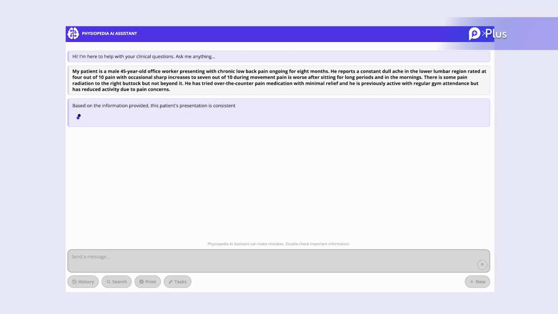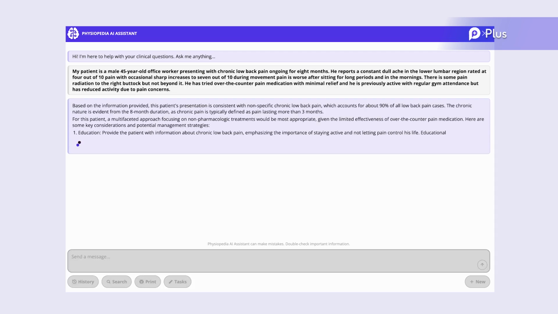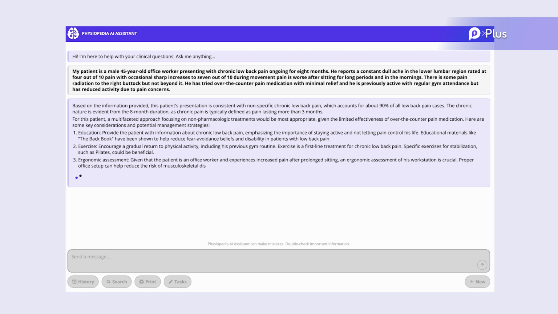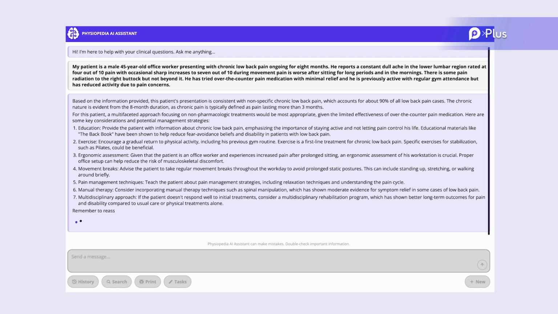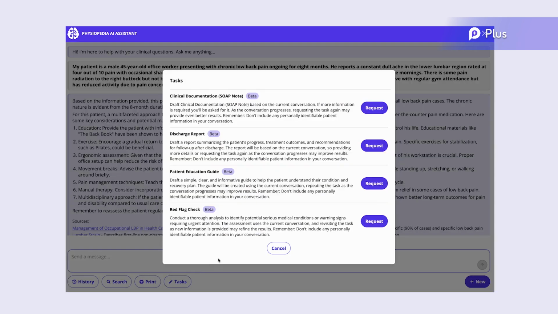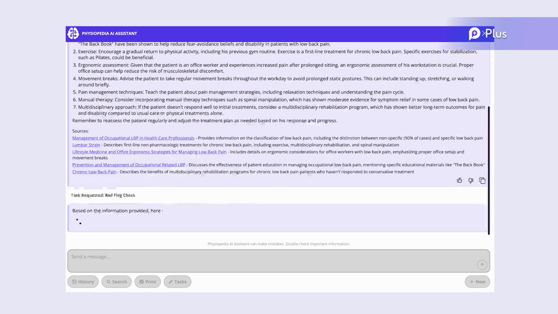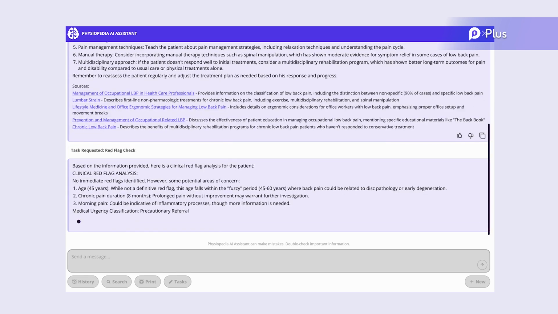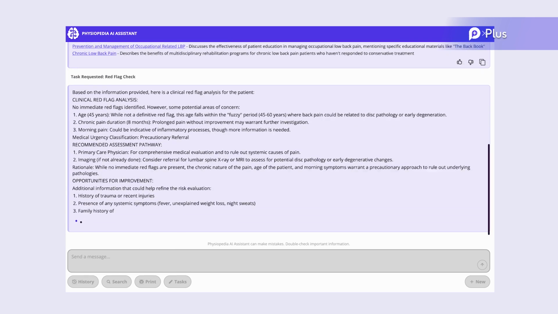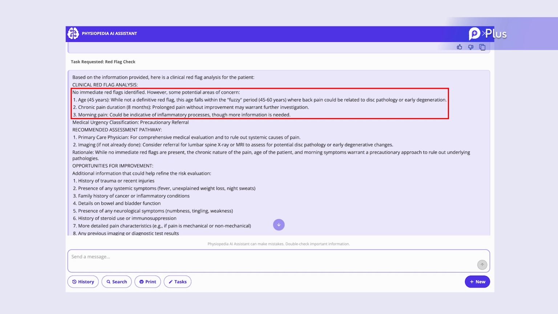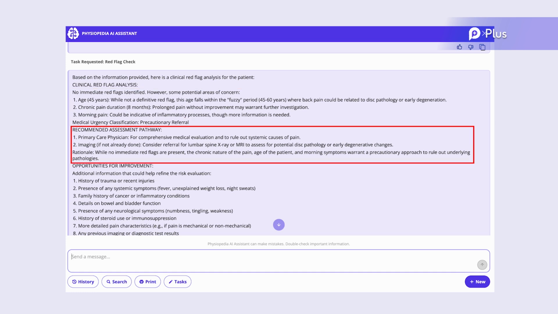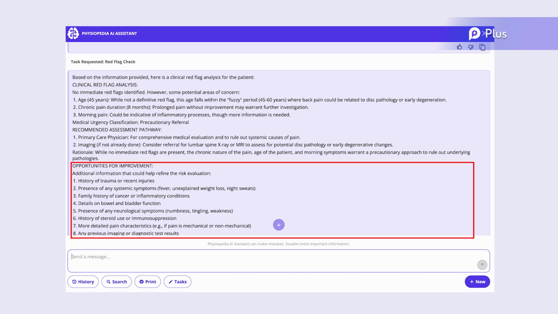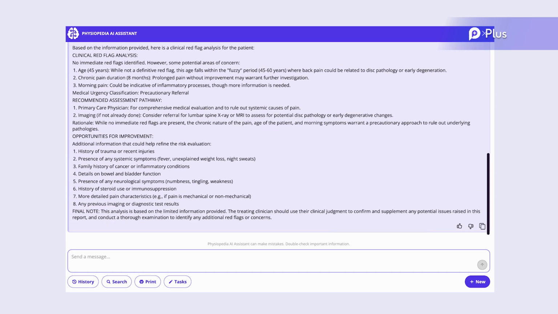Just by giving it the case, PAI is already going to come up with some ideas on what is going on. We're going to go straight to the red flag check under tasks and see if PAI can identify some potential red flags. So in this case, PAI doesn't think there are any immediate red flags, but it does note some areas of concern. And then it provides some recommendations in terms of the assessment, as well as some opportunities for improvement, which tells us what other information we could give PAI to help improve its answer.